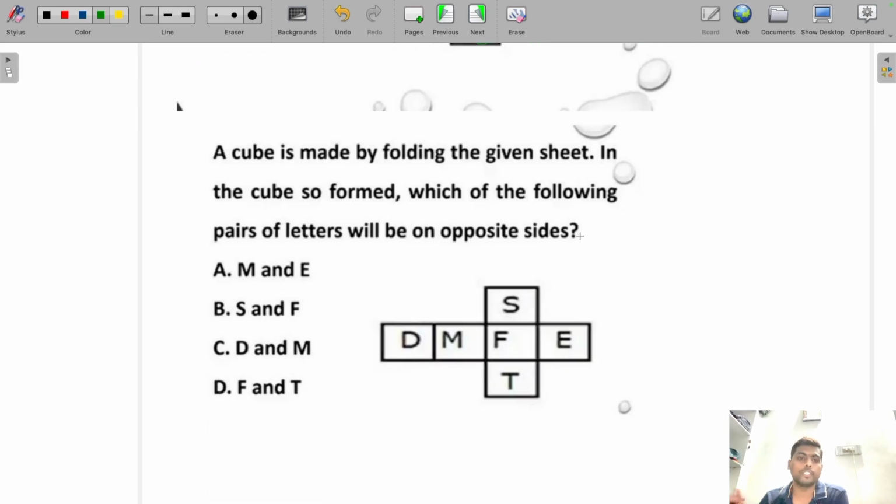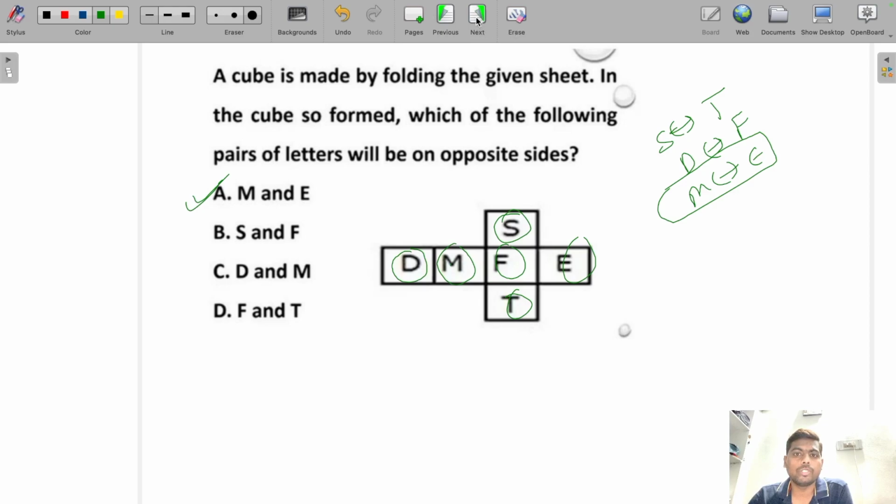Now coming to the next question: a cube is made by folding the given sheet, so which of the following pairs of letters will be opposite sides? Same rule, this is an open cube, so for S the opposite will be T. Next for D you need to leave one, so D and F will be opposite to each other, and for M the remaining is E, so E will be opposite. So S and T will be opposite, M and E will be opposite, definitely M and E are opposite.